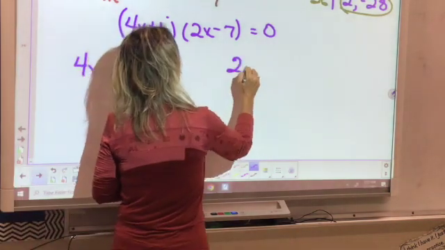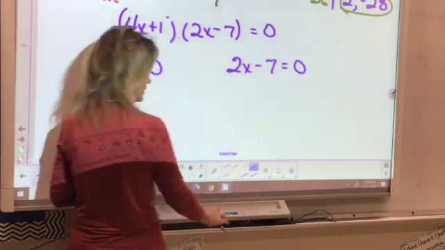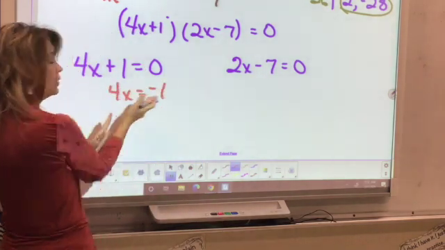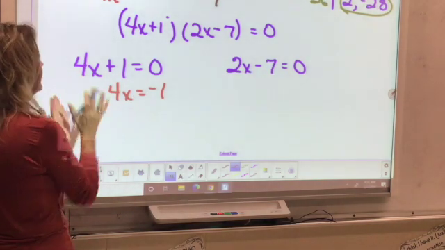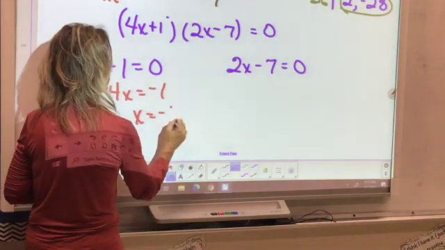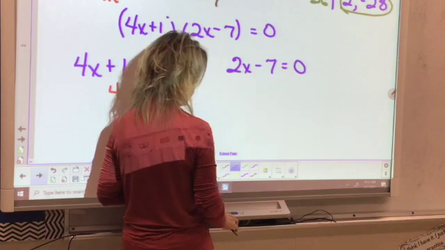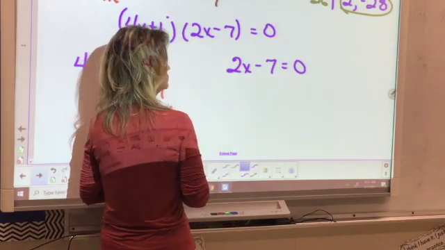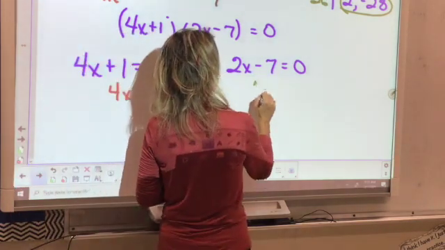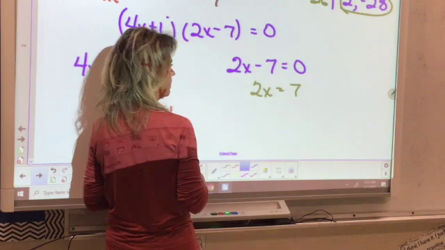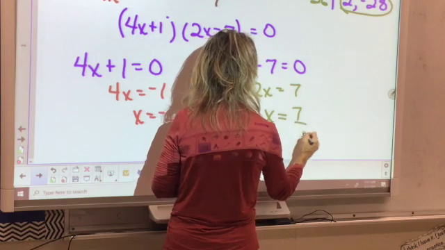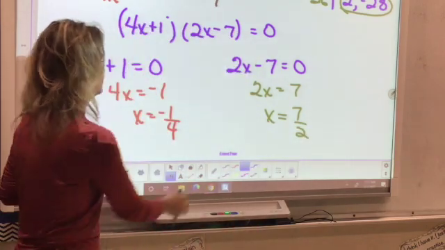And then I have 2x minus 7 equals 0, yes? I would subtract 1 from both sides. Then what do I do? Oh, wait. Divide by 4. So x would equal a negative 1/4. What about here? Subtract 7. Would I subtract 7? Oh, add 7. Add 7. Very good. We have to do the opposite. So I get 2x equals 7. Then what? Divide by 2. So x equals 7 over 2. Yes? So that's 3.5, and that's a negative 1/4.